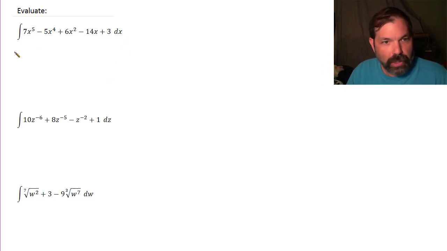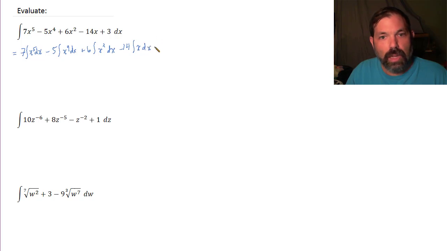And so what I would do is say, well then this is equal to, using some properties, 7 times the integral of x to the fifth dx minus 5 times the integral of x to the fourth dx plus 6 times the integral of x squared dx minus 14 times the integral of x dx plus the integral of 3 dx.